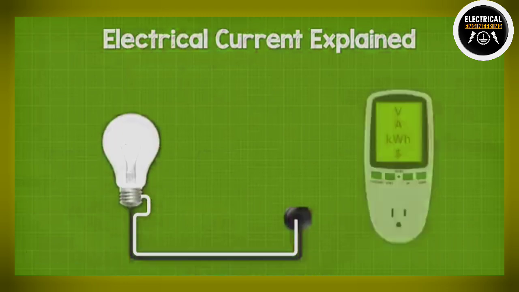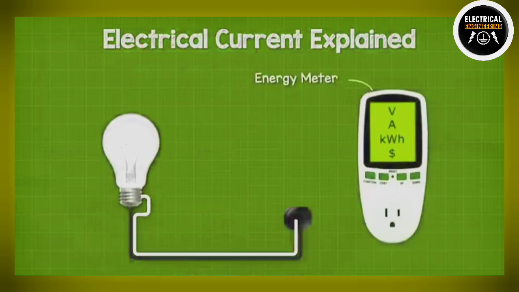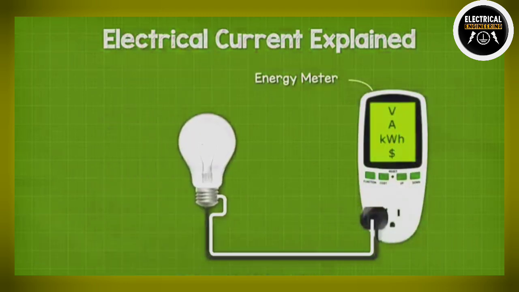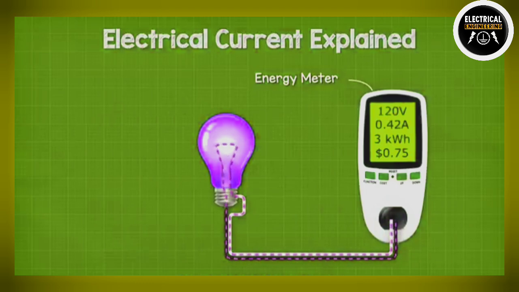When measuring current in your home, you can also get these fairly cheap energy meters, which allow you to plug your appliances into it, and this will tell you the voltage, the current, the energy consumption, as well as how much it costs to run. These are a great tool to have in your toolkit.